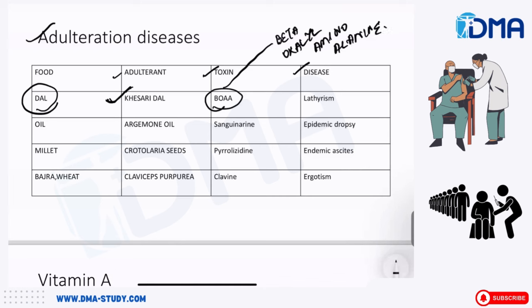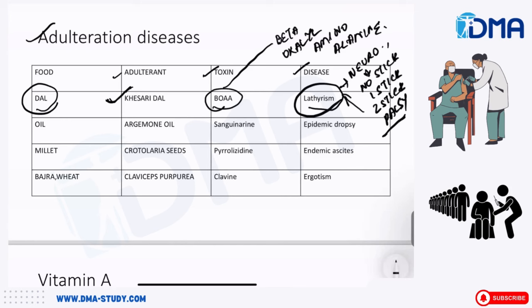Yes. So it will cause lathyrism. Fine. Majorly neurolathyrism. So you have here no stick stage, where the patient is okay. You have one stick stage and you have two stick stage. And finally, complete palsy. So either you may get a history of lathyrism and they may ask what is the toxin present or what is the adulterant present. You have to know that.